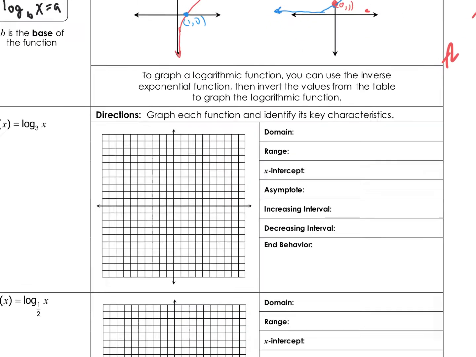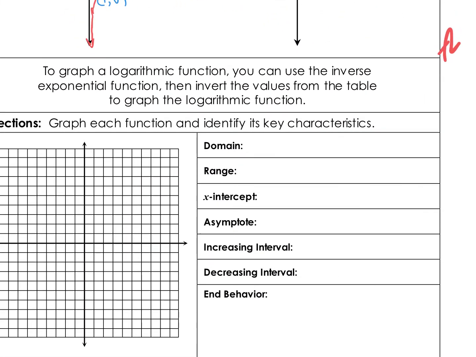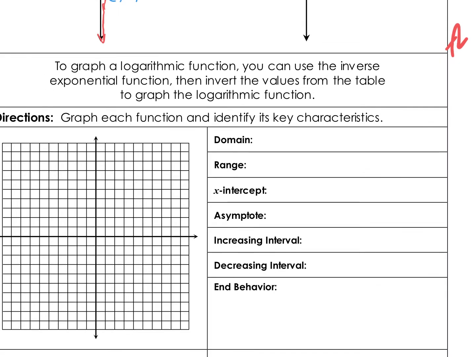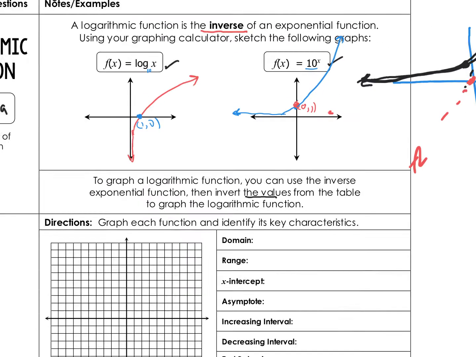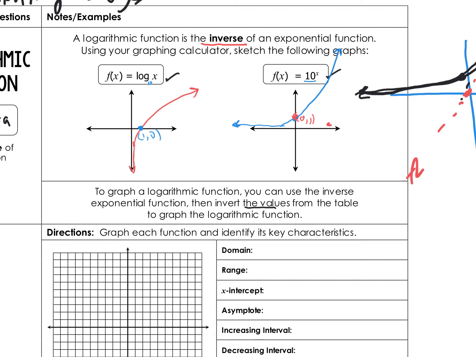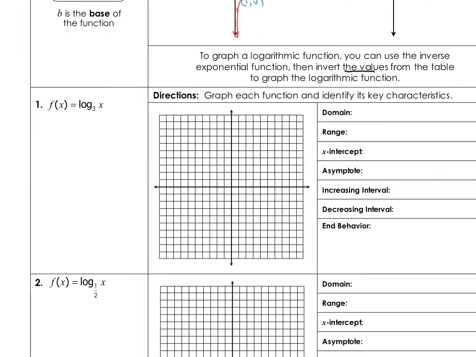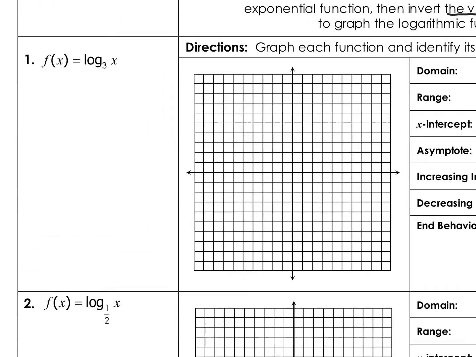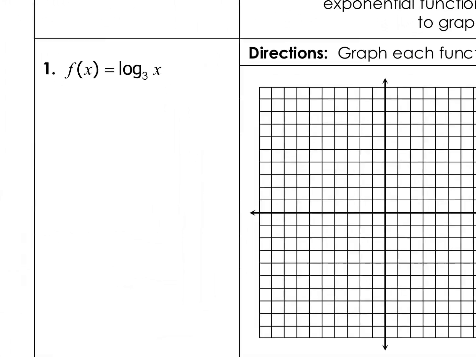Okay. What did he write? To graph a logarithmic, you can use the inverse exponential function, then invert the values. He means switch the values in the table. In other words, I had (1, 0), then I know (0, 1) had to be on the graph. That might be what his method will be doing. So I guess I'll try that way.